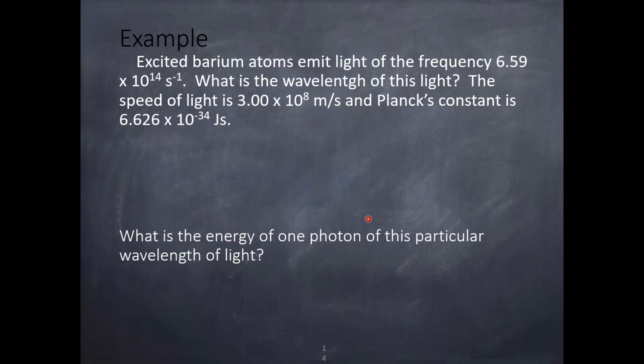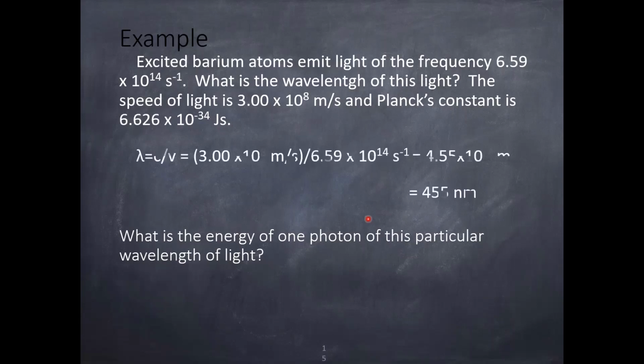So with the top part, we can use the speed of light equation. c is equal to lambda nu. We know what the speed of light always is. We know what the frequency is in this case. So we can take those and rearrange them to just solve for lambda. So c over frequency. And what we're going to have is 4.55 times 10 to the negative 7 meters. Or we could convert that to 455 nanometers.